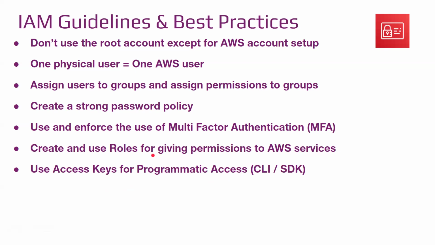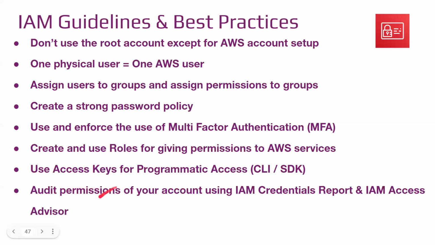Use access keys for programmatic access like CLI or SDK. For example, if you want to connect through CLI or SDK, CLI is nothing but command line interface, as we just saw, and SDK is software development kits. We can use access keys. Audit permissions for your account using the IAM credentials report and IAM access advisor. You need to audit your credentials regularly to keep your account safe.